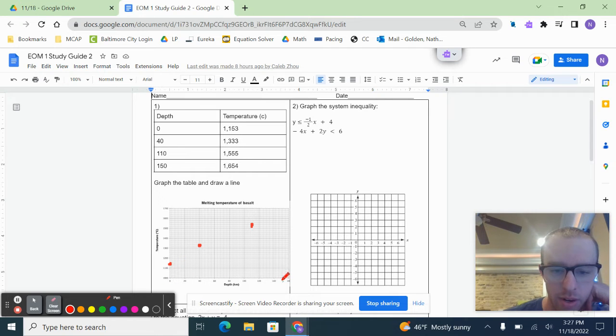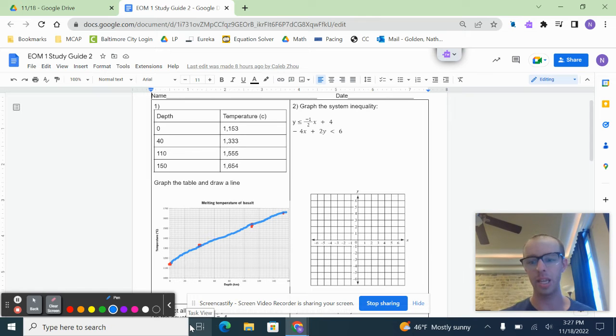And last, I have a depth of 150. Again, I don't see 150, but I know it's probably about halfway between 140 and 160. I go up to 1,654. Again, I'm guessing about halfway between 1,600 and 1,700. And draw the line. I connect these into a line. All right, that's it for that one. Clear this out.